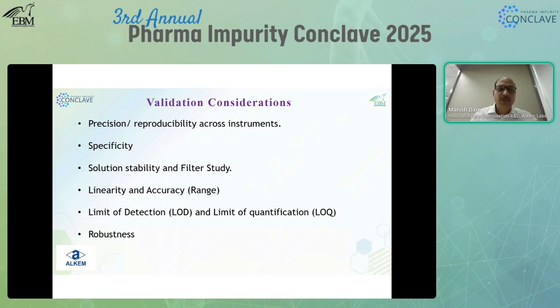If the validation is done at R&D, then we have to do the method transfer and ensure that this method, whatever validation has been done, is accurate and robust prior to batch analysis for this particular impurity. So the method transfer is also very important as per the USP general chapter.